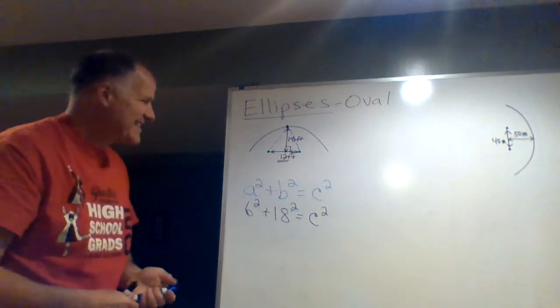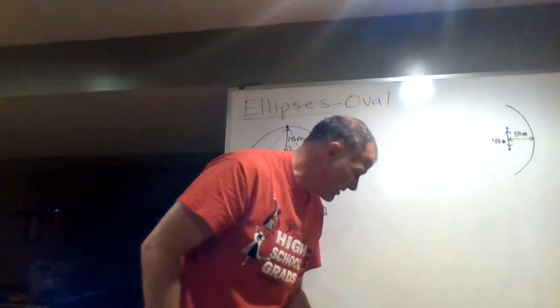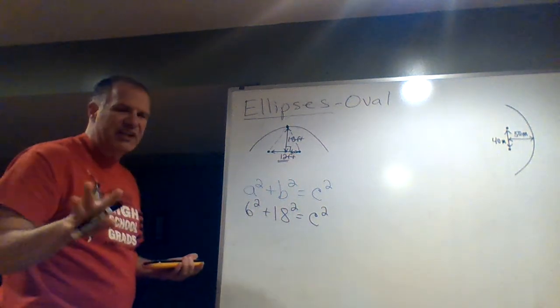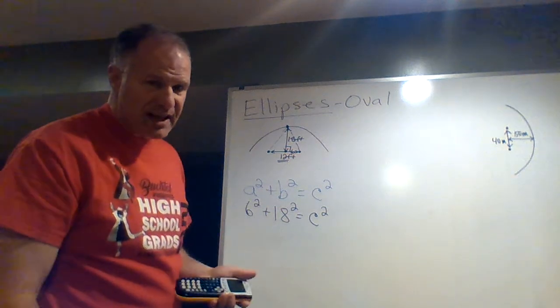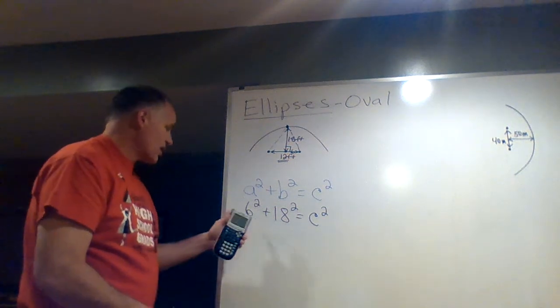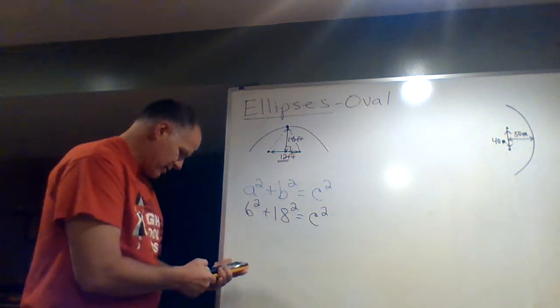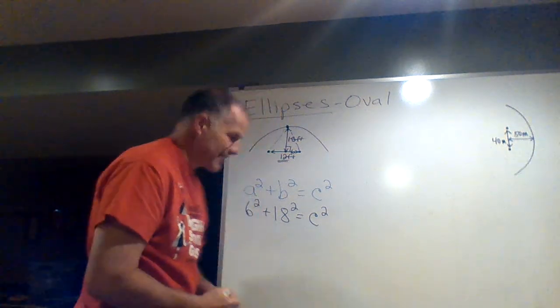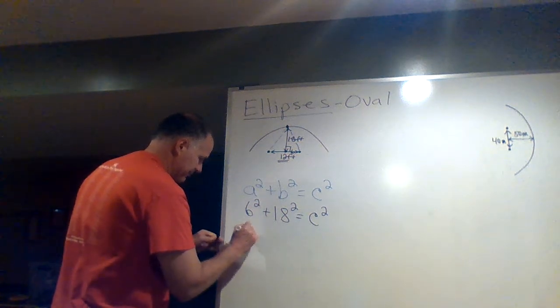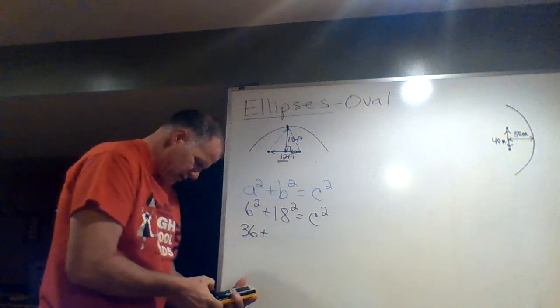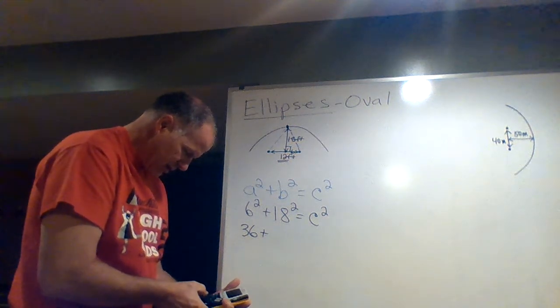Okay. Now, I kind of said this on the last video. This is going to come out decimals most of the time. On the first video, I just wanted to give you numbers that weren't going to be decimals. But most of the time, it's going to be decimals. So you're going to need to use your calculator again. 6 squared, we can do that one in our head. 6 squared is 36. Okay. Plus 18 squared.